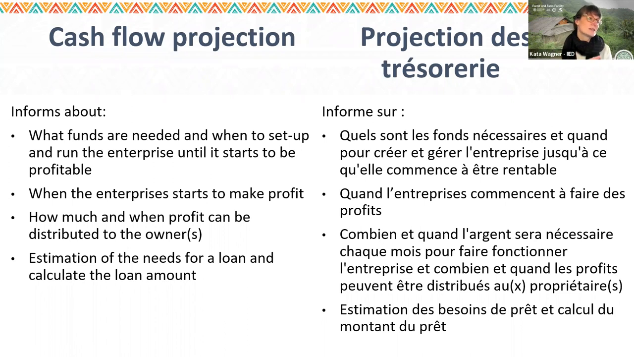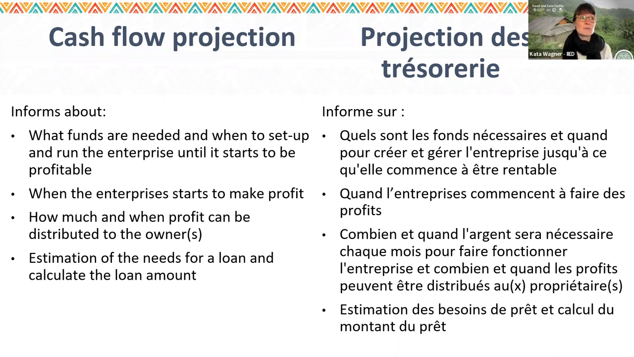So the cash flow projection is a calculation that will help to identify what are the funds needed to set up and run the enterprise until it's profitable. And it will also indicate when these funds are needed and how much, and when profit can be distributed. So it's, again, as Mahangi said, a bit more detailed than the profit and loss calculation that we talked about before, in that it really shows by month how much money the entrepreneurs will have in hand by the end of it, or how much cash need they will have at the end of each month.